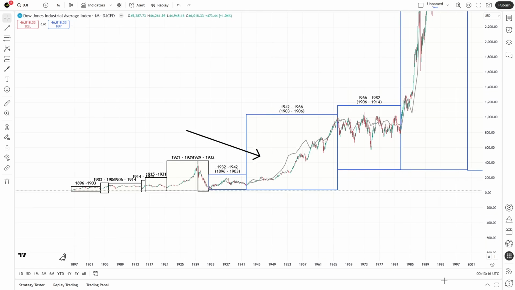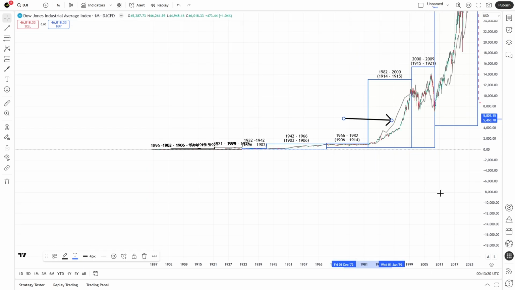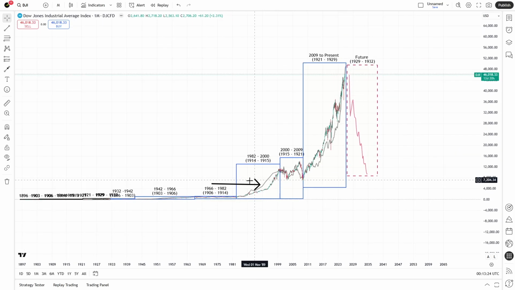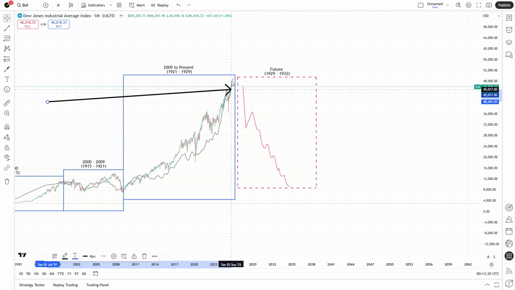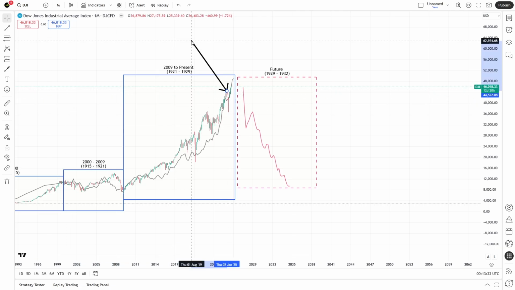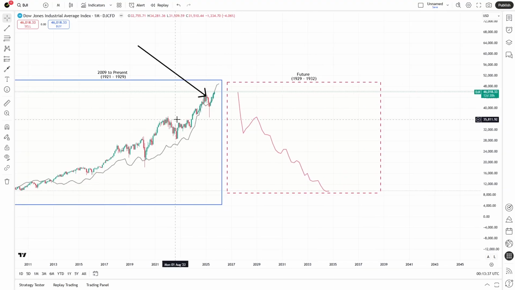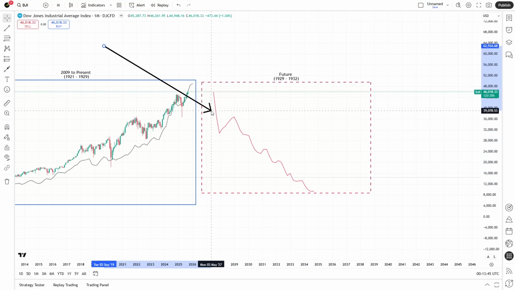Well, we keep going through all these boxes, and it brings us to where we are today. You can see that these structures do match. So it's my belief we are really just in the final leg or move up of the blow-off top of this macro repetitive structure. After this completes, we go into this portion right here, which is the decline.